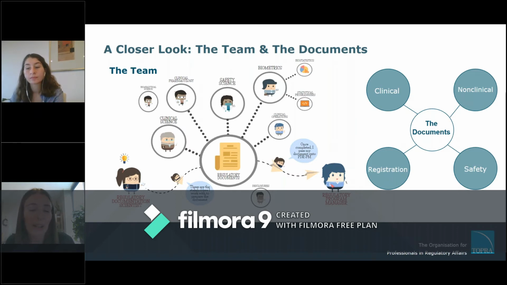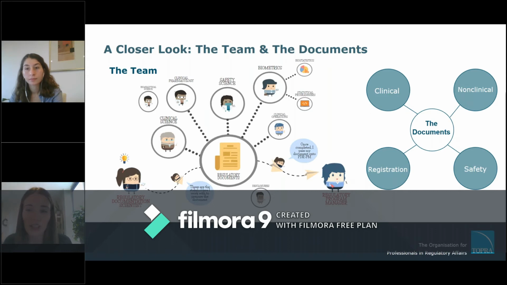So in documentation, we are responsible for providing a wide range of documents, which include clinical, non-clinical, safety, and registration documents. So this spans our entire portfolio from oncology to neuroscience, and from early to late stage development as well. All of these documents are vital, and we use them all to form something that we call the eCTD, which is another name for our dossier, which we then submit to health authorities.